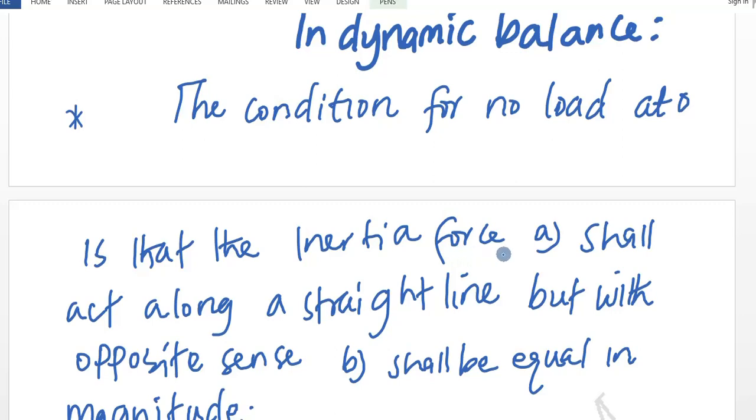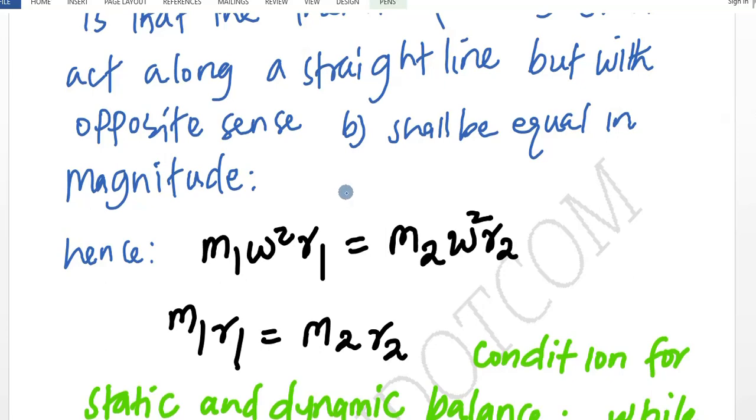Now, having noted that, we also need to note that the condition for no load at O is that the inertial force shall act along a straight line but with opposite sense. That is 1. And 2, it shall be equal in magnitude. In other words, if we are having the two forces acting radially on this bearing, we have m1 omega squared r1 and m2 omega squared r2.